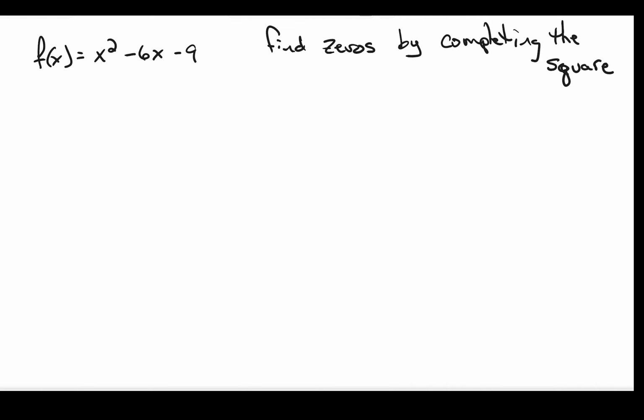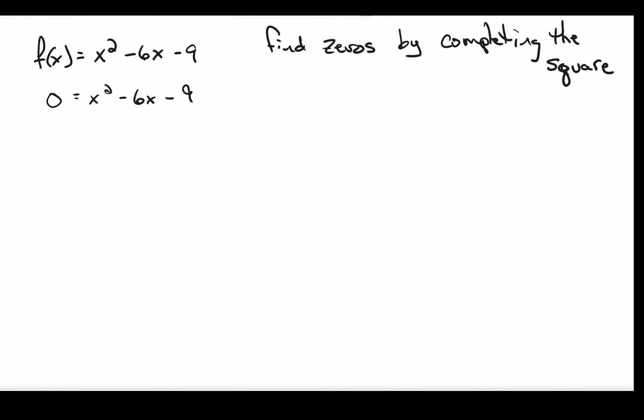Now, the zeros are the x-intercepts if we were to graph out this function. If we let the function equal 0 to find the zeros, we're saying where is this function equal to 0? And remember, if f of x is 0, that is where y is equal to 0. In other words, where the graph crosses the x-axis.